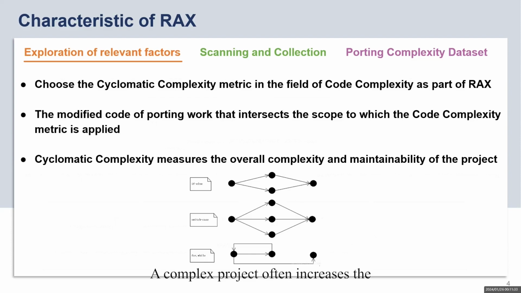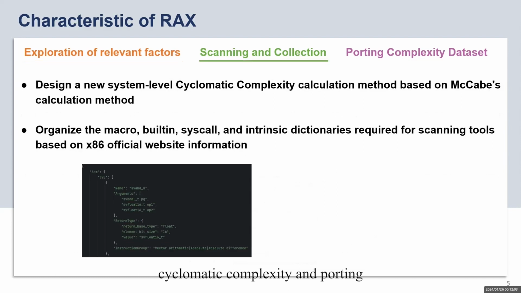A complex project often increases the understanding difficulty for developers, implying it may be more heavyweight and have a higher likelihood of being low-layer, thereby posing obstacles to porting effort. Feedback from the community indicates that large projects may require additional iteration testing costs to search for architecture code. Through analysis, we found a strong correlation between cyclomatic complexity and porting complexity.